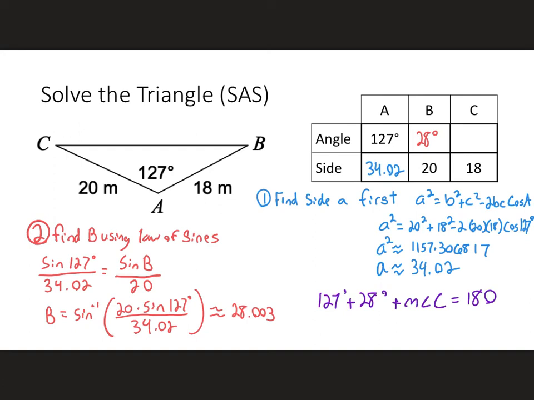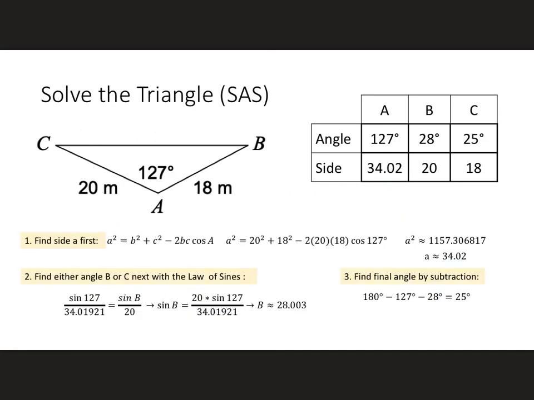So let me set that up. Here we have 127 degrees plus 28 degrees plus the measure of angle C will add up to 180 degrees. Well, if I subtract 127 degrees and 28 degrees from 180, I will find the measure of angle C to be equal to 25 degrees. For all of you that like when I put a neater example of all the work I did.